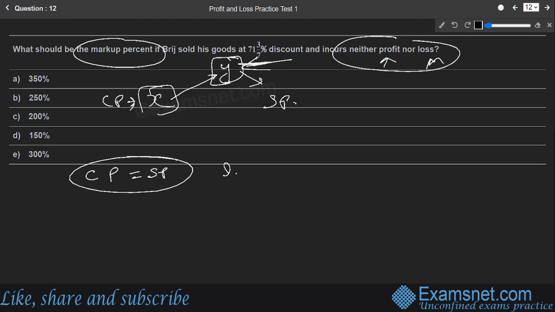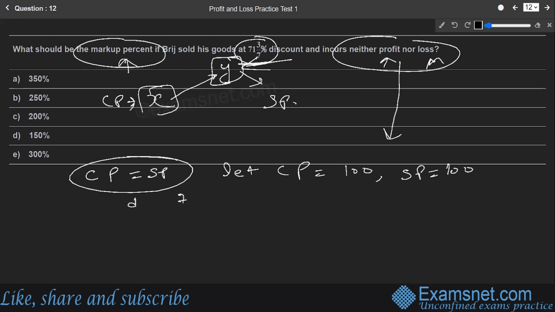So let us do the question like this. There is no value given, only the percentage value is given. In this type of situation, we can assume the cost price as any number. So let us assume a simple number, let the cost price be equal to 100. And as there is no profit and no loss, the selling price is also 100. Now, as they say, a discount of 71 3 by 7% is given.